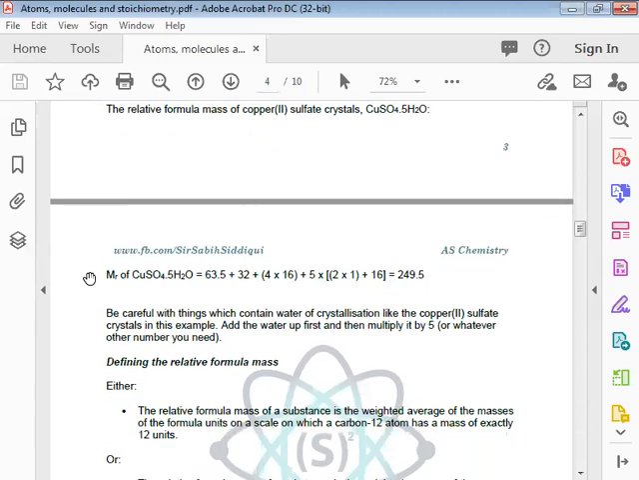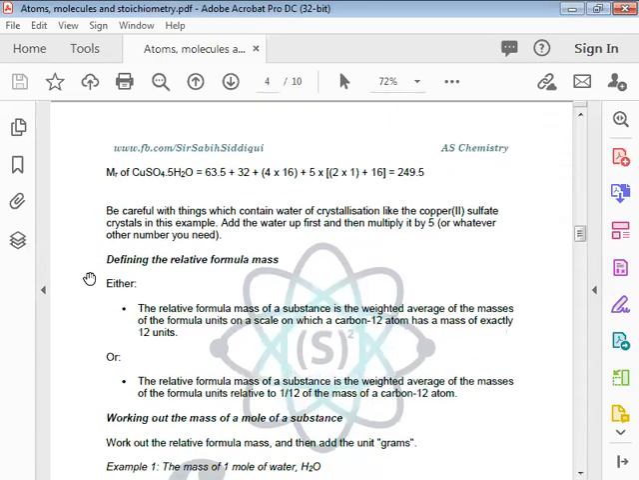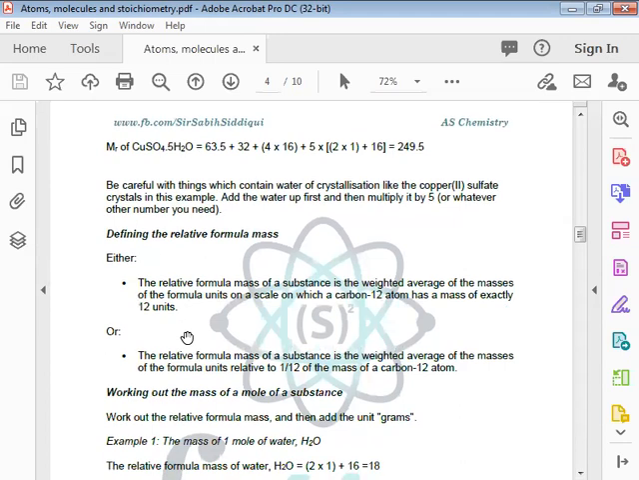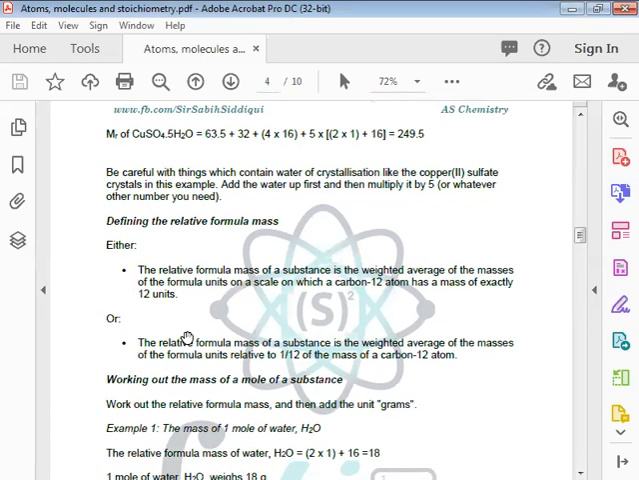Carrying on from this, how can we define the relative formula mass? You can write this definition down, that it is the mass of substance. It is the weighted average of the masses of the formula units. Whatever is involved in the formula, calculate all of those masses and add them up.